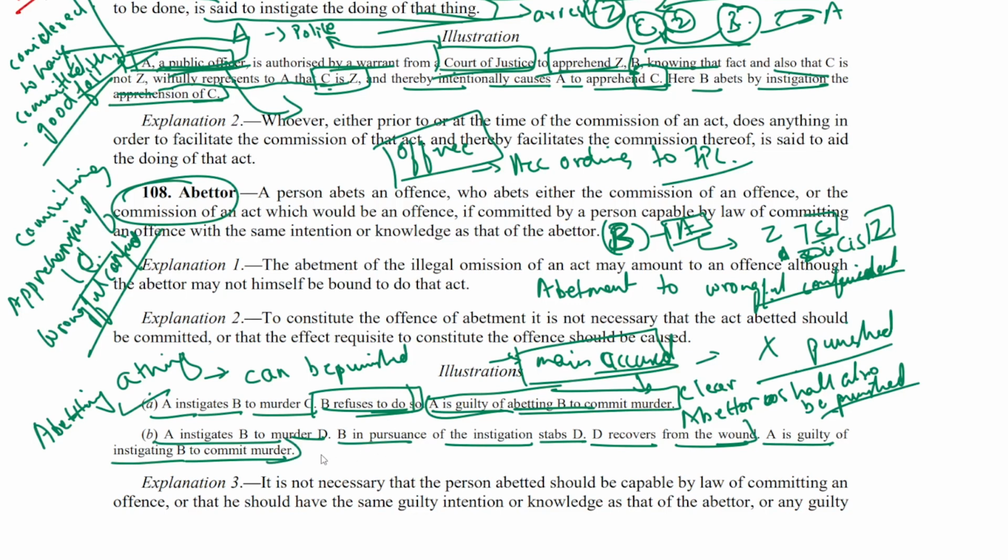So here A instigates B, right? A will be tried for abetment of murder, and B rather will only be charged for grievous hurt or attempt to murder.